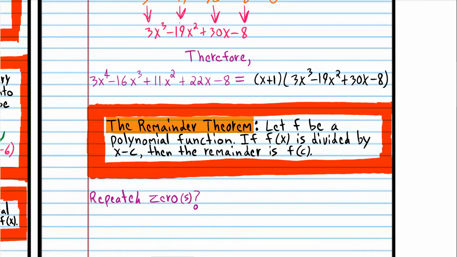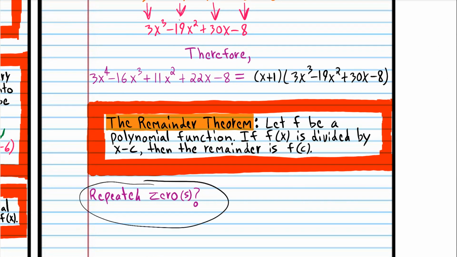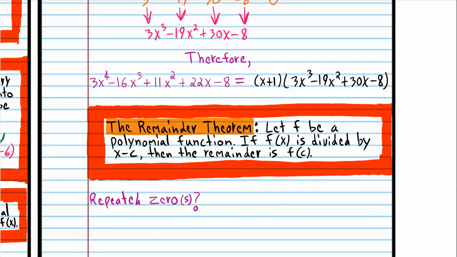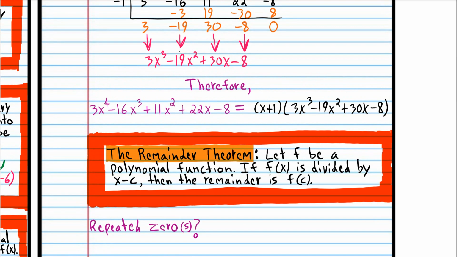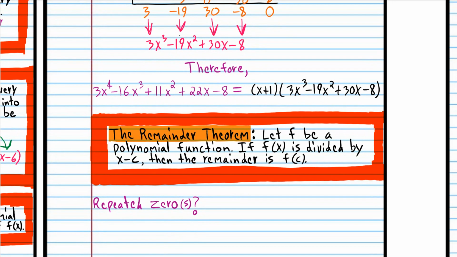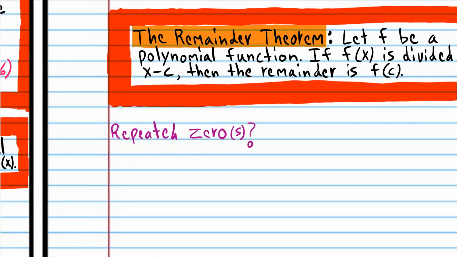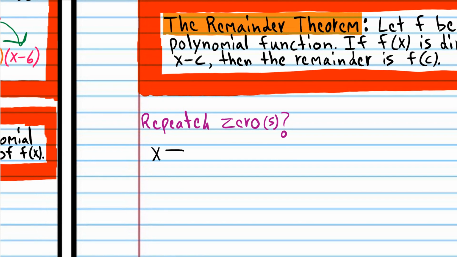So now we need to check for what we call repeated zeros. We plugged in -1 to the original polynomial, but now we're going to plug in -1 again to this pink polynomial to make sure that this factor is actually not going to be repeated. So let's do that. Let's try x is equal to -1 again.